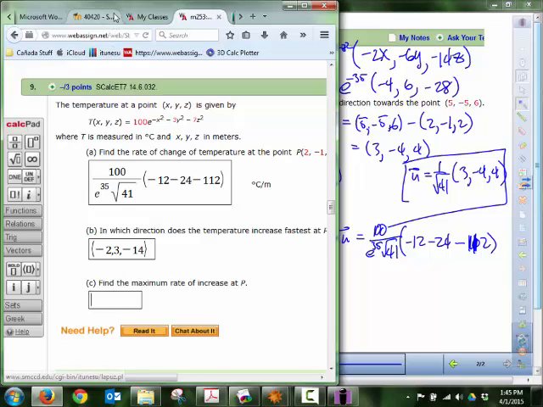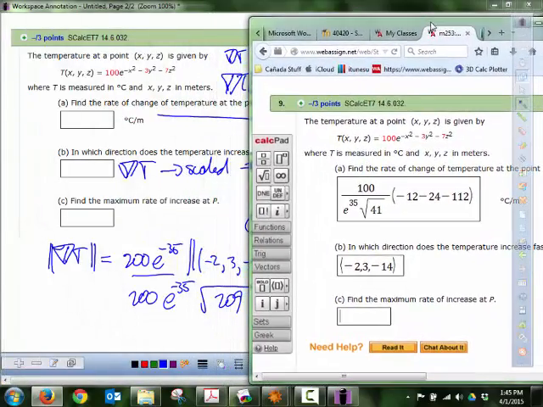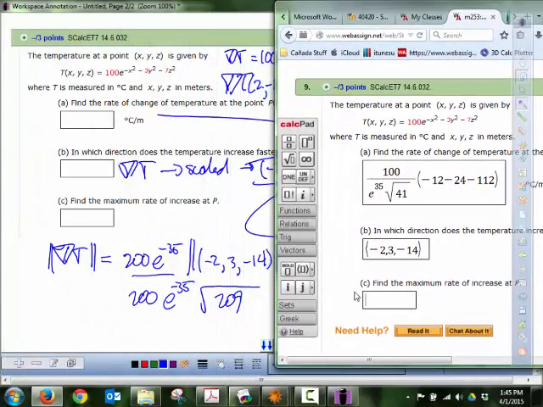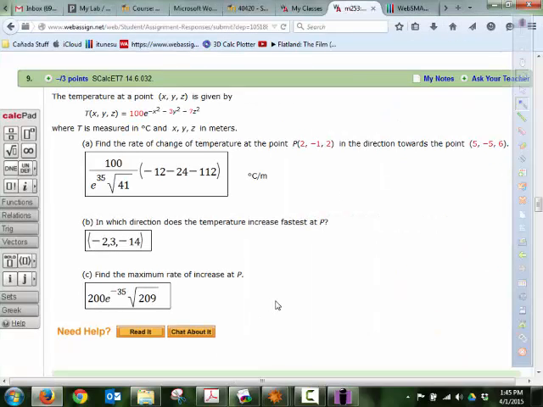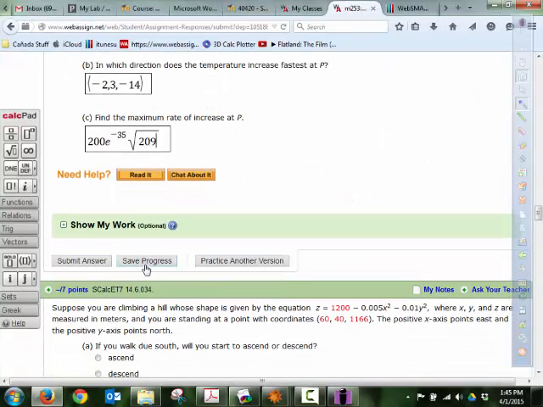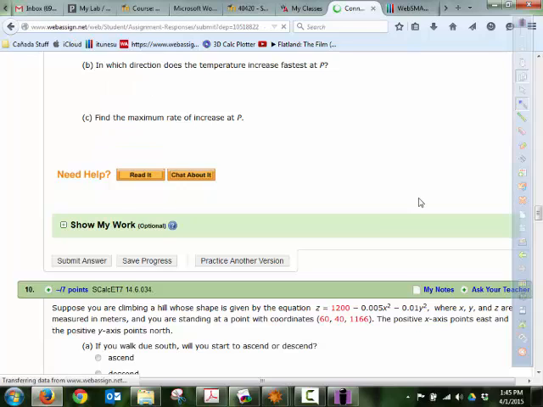And then the last one was some weird, crazy thing that we decided to strangely simplify. 200 times e to the negative 35 times the square root of 209. All right, let's see how it goes. It's only half simplified, but it should still work, right?